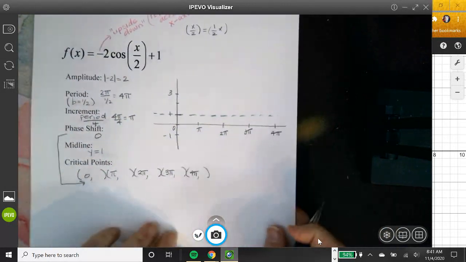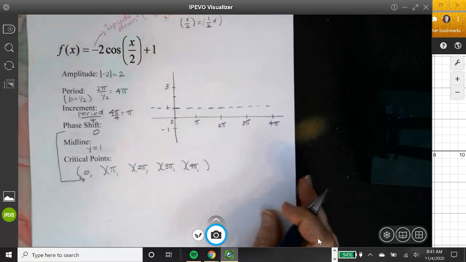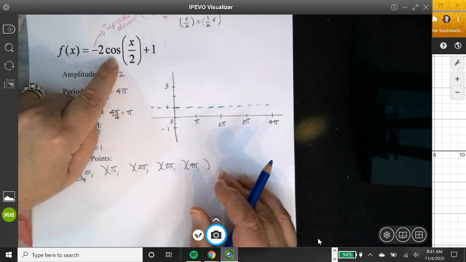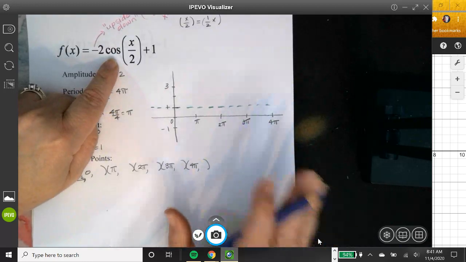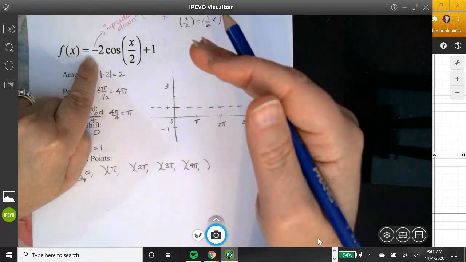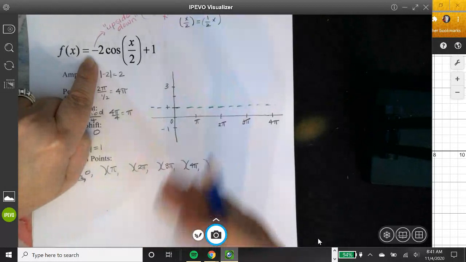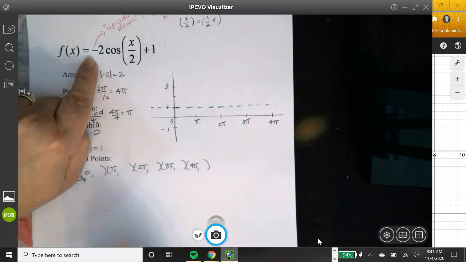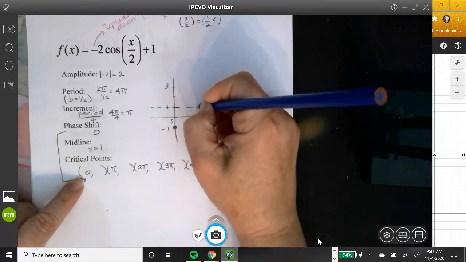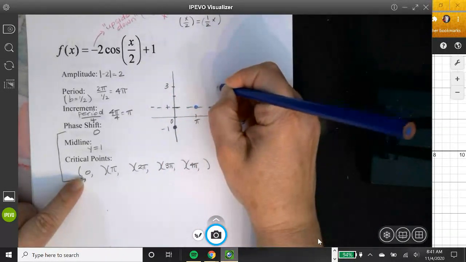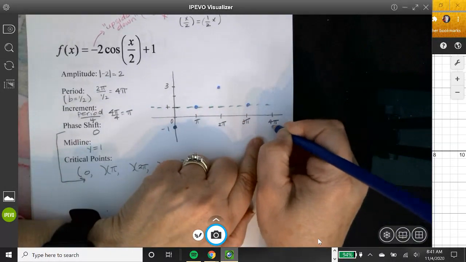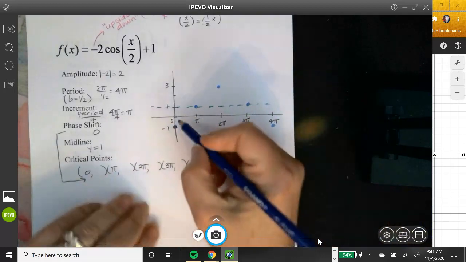Okay? And now we have to make a decision when we're graphing. Where do our critical points go? Well, this is a cosine curve. A cosine curve starts off the midline, but this is negative. So instead of starting off the midline and up in amplitude, we're going to start off the midline and down in amplitude at our phase shift, which is 0. So I'm going to start down here. And then I'm going to go back to the midline, go up in amplitude now, back to the midline, and then down in amplitude. And then we're going to connect the dots.